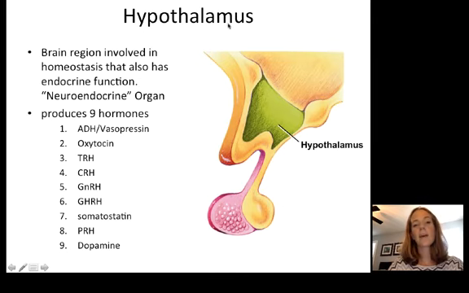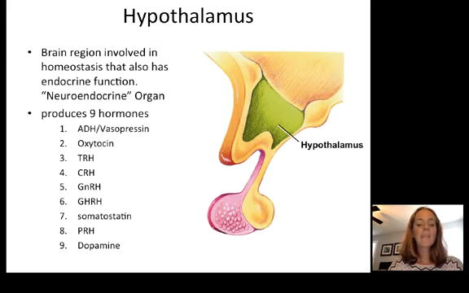So we always say that the hypothalamus is our homeostasis region. It's doing a lot neurally to regulate homeostasis through the nervous system, but it's also doing a lot hormonally to regulate hormone function. So we call this a neuroendocrine organ. But it's within the brain. It is a brain region that has endocrine function. So it's a neuroendocrine, I guess organ is okay, right? For lack of a better word.